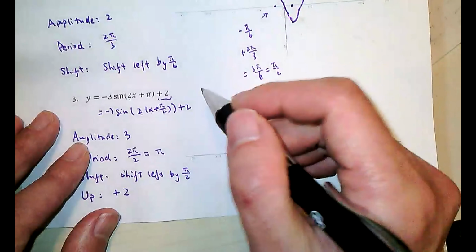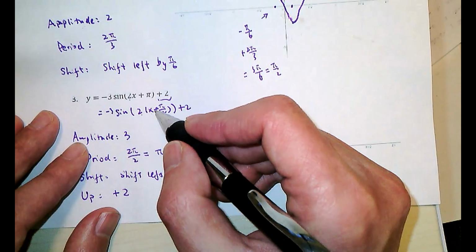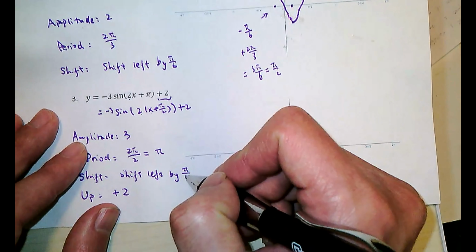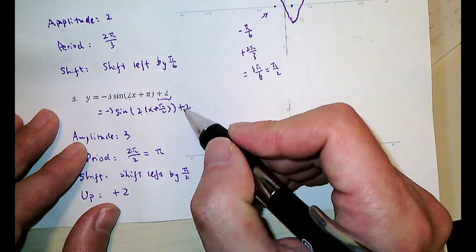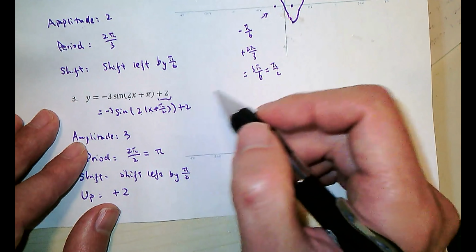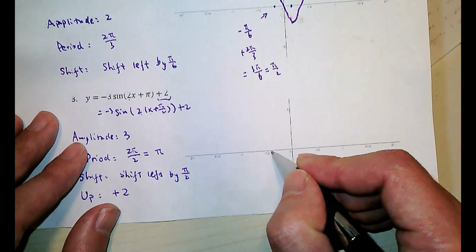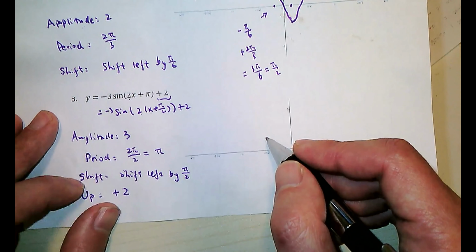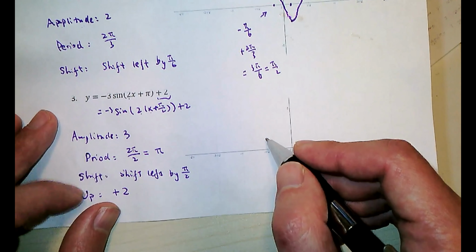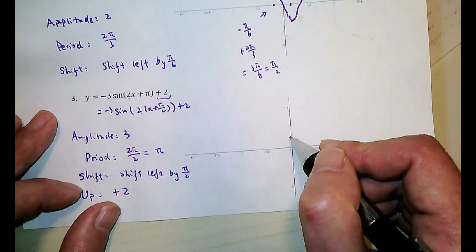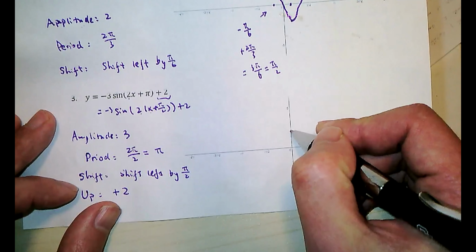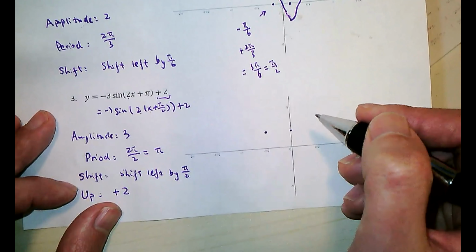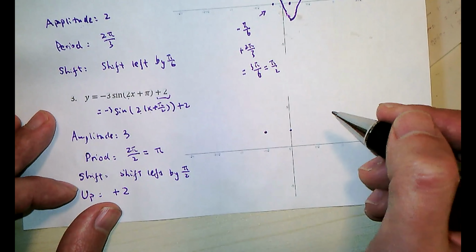So again, let's figure out where the origin is. Originally, the origin starts from 0, since you are shifting left by pi over 2. You should find it starts from somewhere here. However, we're not only shifting left, we're also moving up by 2 units. So 2 is approximately here. So the origin starts from here.